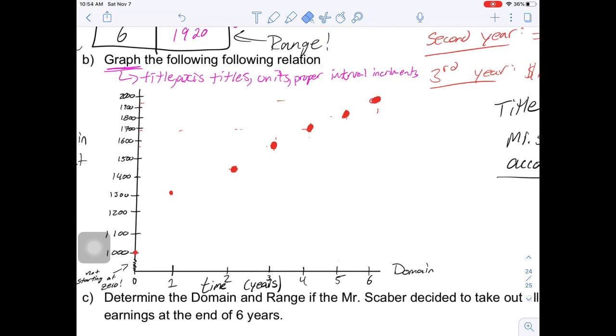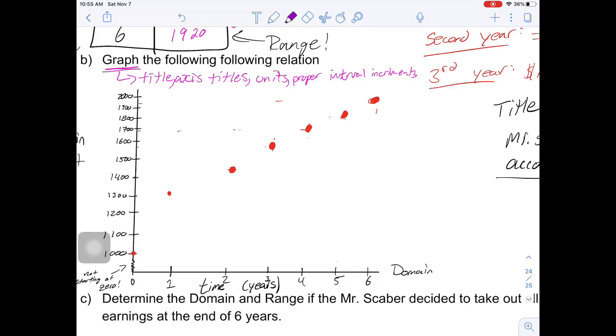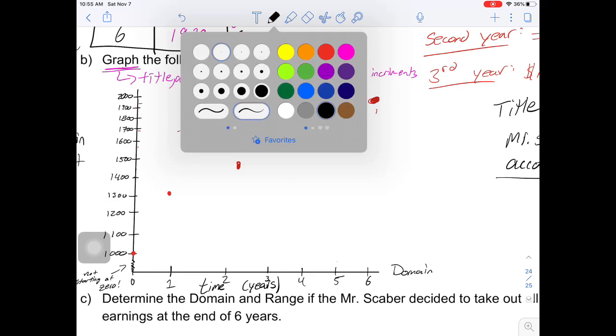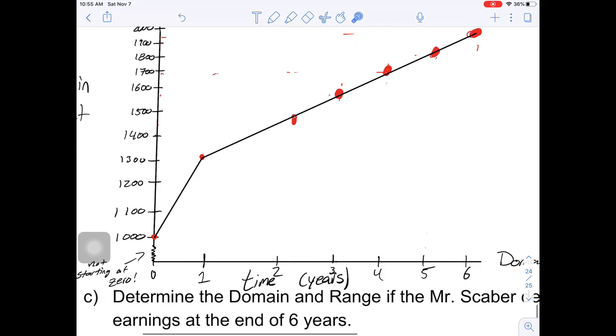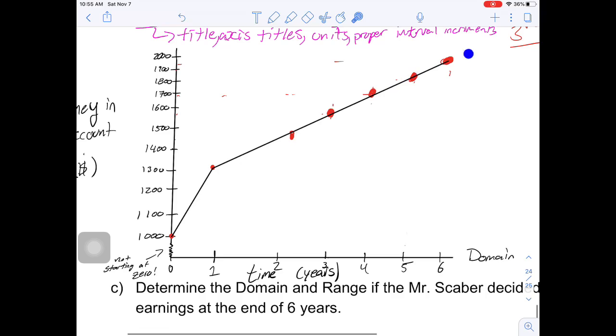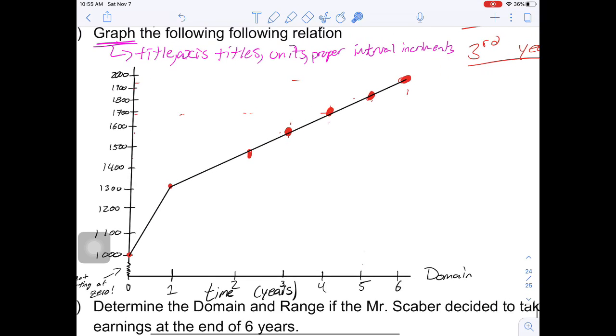Now, should I connect these points? I probably should. I'm just going to make this a little bit more accurate. There you go. And recognize this is a linear trend. If I connect these points, it forms a perfectly straight line. Now, you might be saying, hey, but what about this point? That's because remember, from here to here, we got an additional $200. So the whole entire graph is not a linear relation, but after that first year, this is a linear relation.